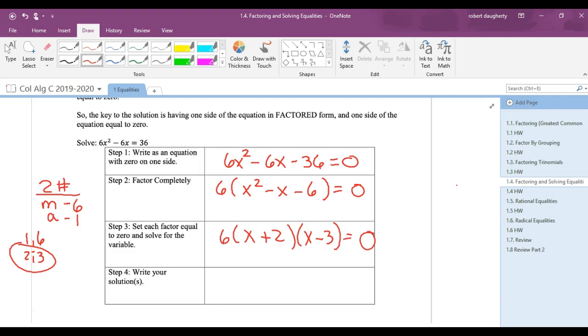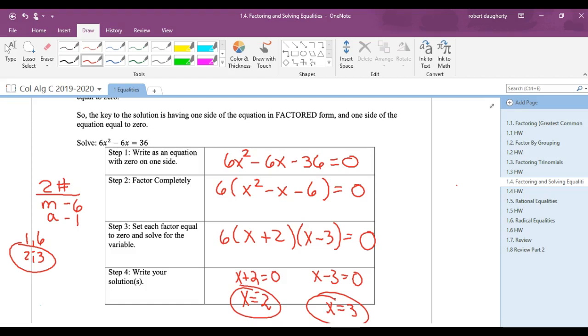When will 6 be equal to 0? Easy question. When is 6 equal to 0? Never, okay? That's not going to work. When is x plus 2 equal to 0? That happens when x is what? Yeah, x equals negative 2. And then when is x minus 3 equal to 0? That happens when x is equal to 3. So my solution is x equals 3 and x equals negative 2.